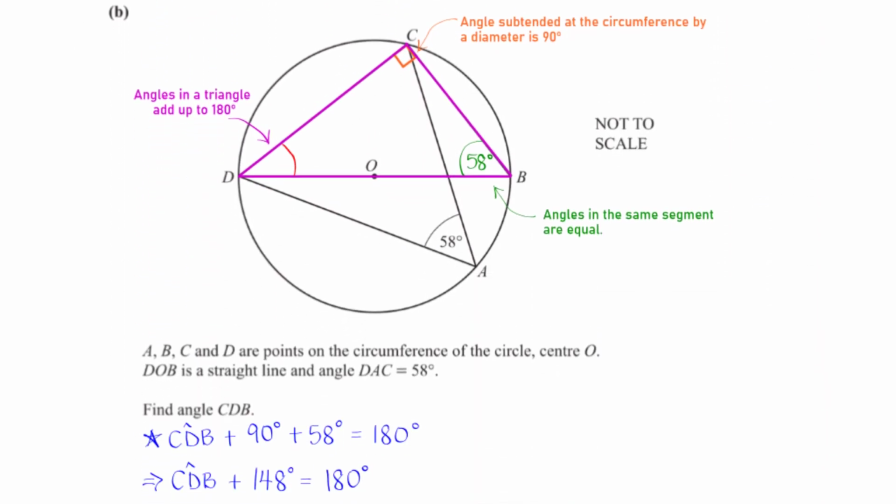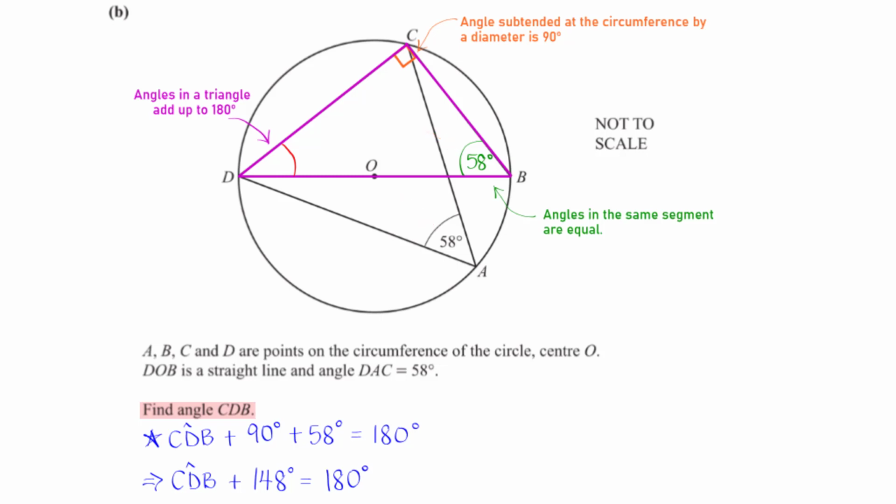A, B, C, and D are points on the circumference of the circle center O. DOB is a straight line and angle DAC is 58 degrees. Find angle CDB. An angle formed in a semicircle is 90 degrees. These two angles are subtended by chord CD at the circumference of the circle, and so they must be equal.